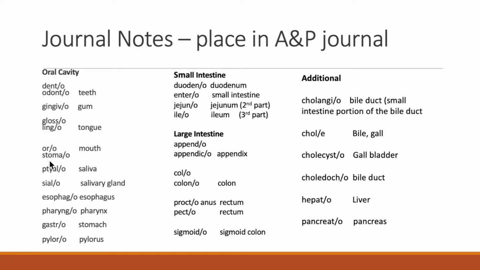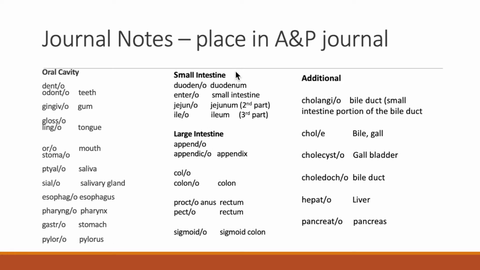Or O and stomato both mean mouth. So I just noticed, I apologize. So stomat, there should be a T after the S, S-T-O-M-A-T backslash O. Stomato is mouth. Ptyal O is saliva. Sialo is salivary gland. Esophage O, esophagus. Pharynge O is the pharynx. Gastro for stomach. Pyloro for pylorus.